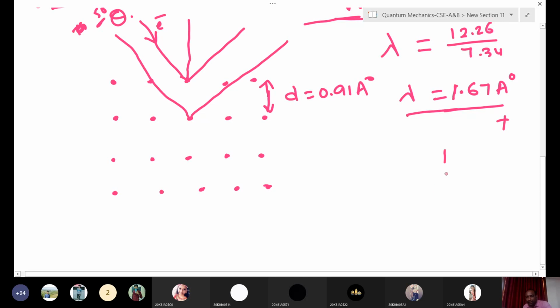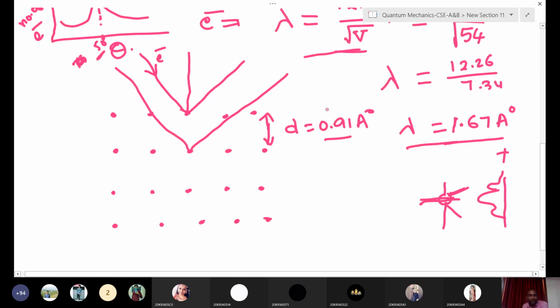Suppose diffraction means if you send some light through a small slit, you will observe some intensity pattern, like this. That means if you send light through this small slit, it bends towards the edges of the slit. Here also the spacing between atoms is about 1 angstrom, so this small spacing between atoms acts as a slit.